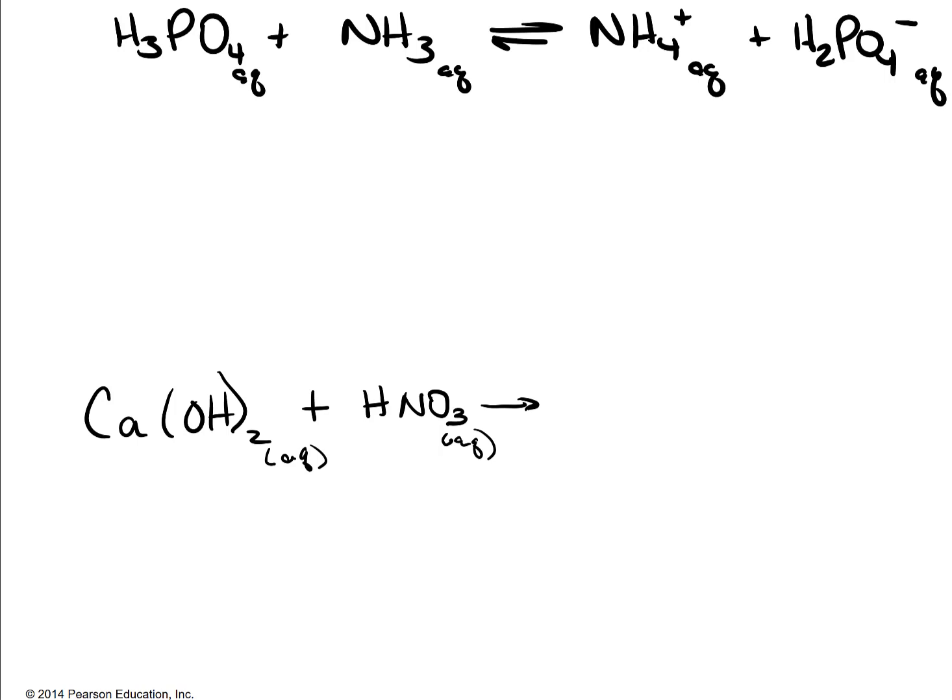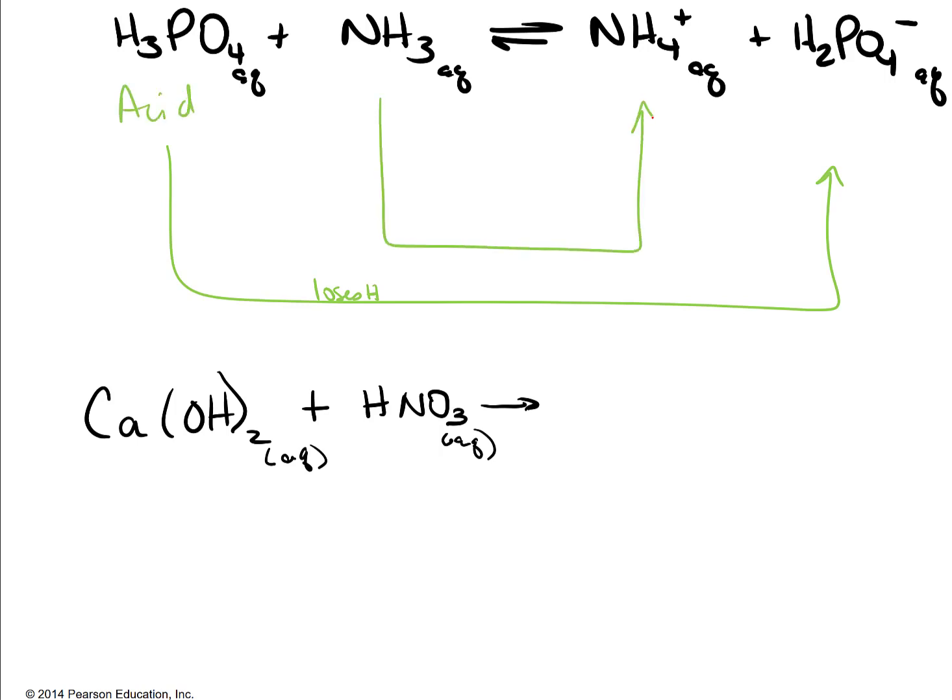So H3PO4 looks the most like H2PO4-. So what happens? It lost the hydrogen. So what is that acid? So that means that NH4+ is the conjugate acid. And the H2PO4-?